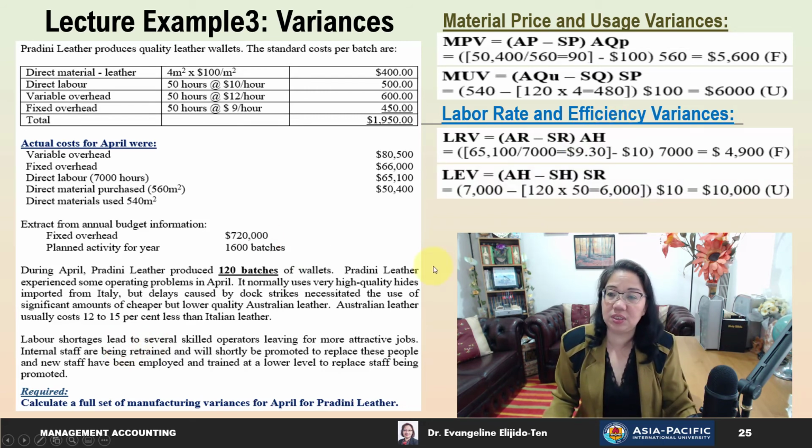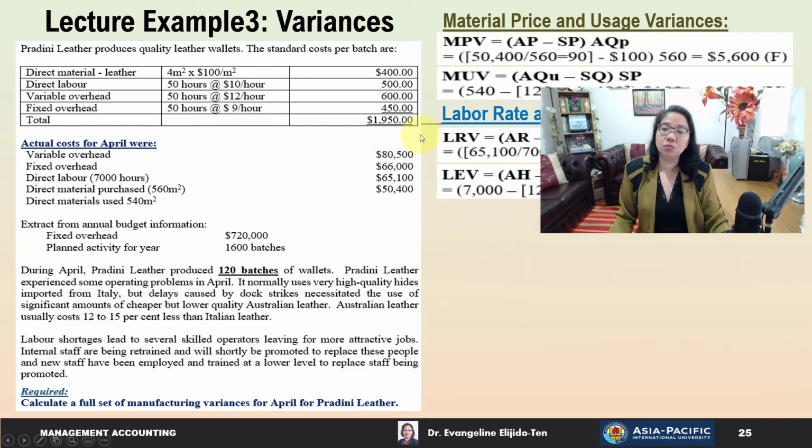Let's go to labor efficiency variance. The formula is actual hours minus standard hours times standard rate. So the actual hours is already given, 7,000 hours. What is the standard hours? Again, we will multiply the actual production volume, 120, by 50 hours. What is this 50 hours? That's the standard direct labor per batch, 50. So that would give us 6,000. So the difference between actual hours of 7,000 minus the standard hours of 6,000 is 1,000 hours. Then we'll multiply that by the standard rate of $10. So that would give us $10,000, and that is unfavorable because the actual hours is greater than the standard hours allowed.